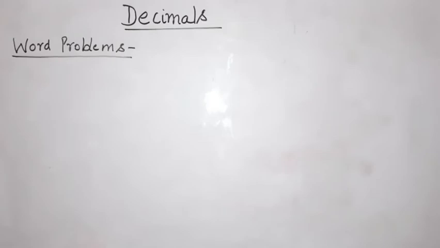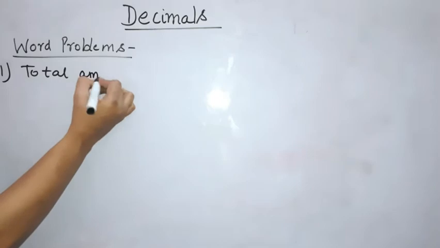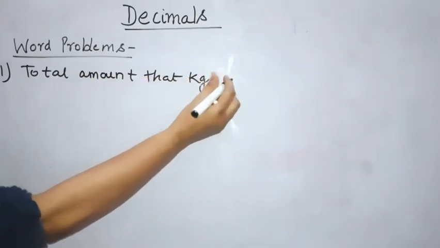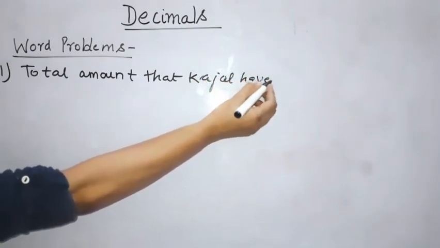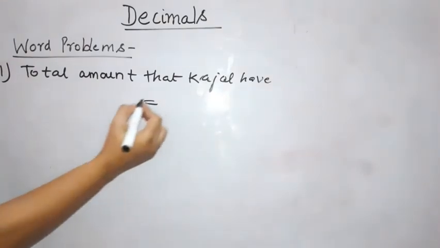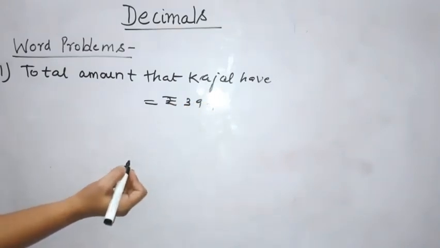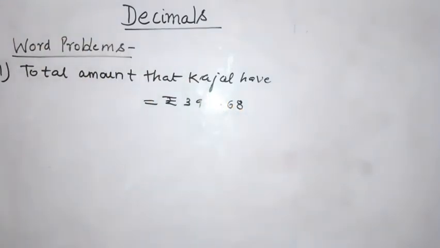So in total she is having how much money? The first statement will be total amount that Kajal have. So what is the total amount that Kajal is having? You can comment down in the comment section, students. If you have read the question, please answer to my question in the comment section. 394.68. So the total amount that Kajal is having is 394.68.